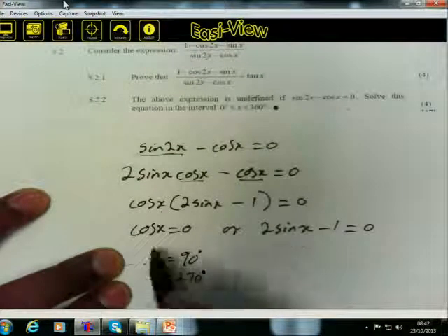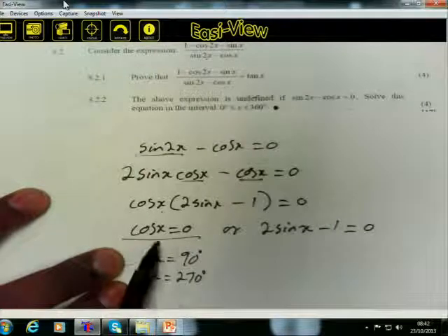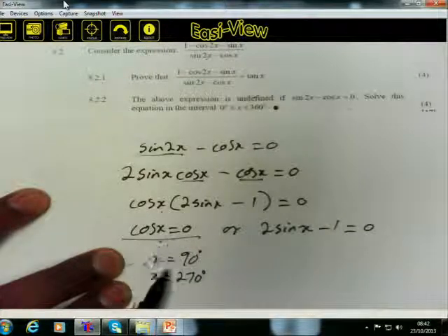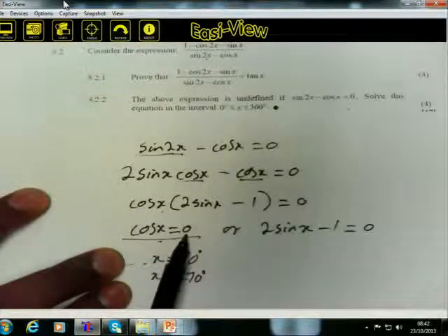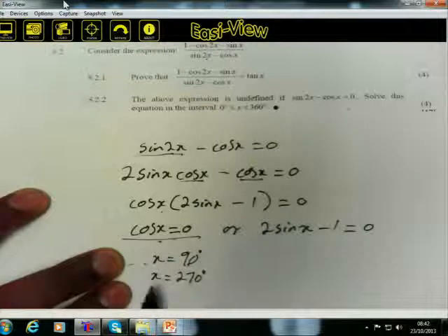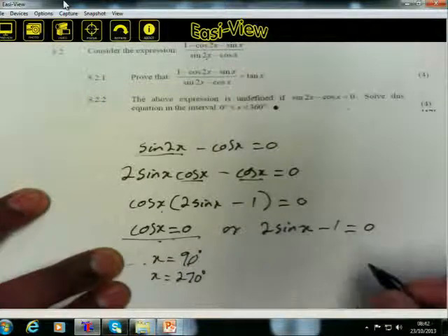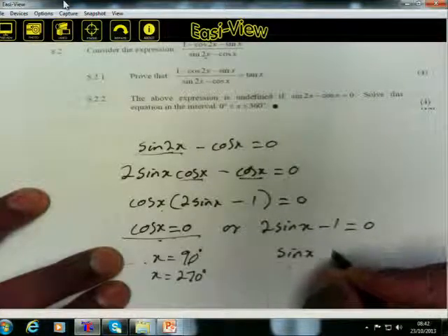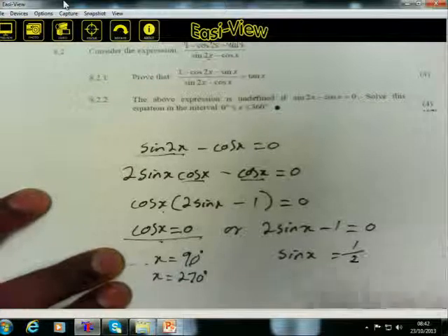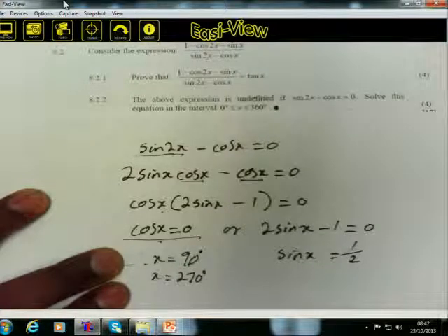Check this one. We are done solving this one. When you solve this one, we know on the y-axis, cos is 0. So on the y-axis, we've got 90, we've got 270. Those are the two values. This one, when you solve, let's make sine x the subject of the formula. It means the sine of x will then be equal to 1 over 2. Special angles. And then without using a calculator, special angles.